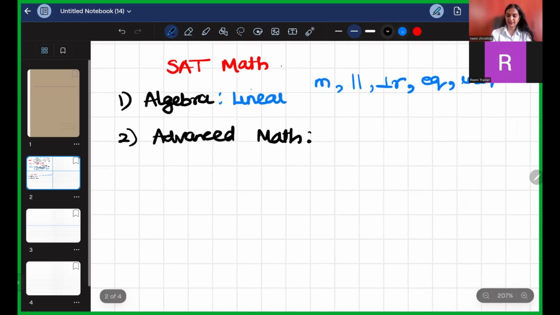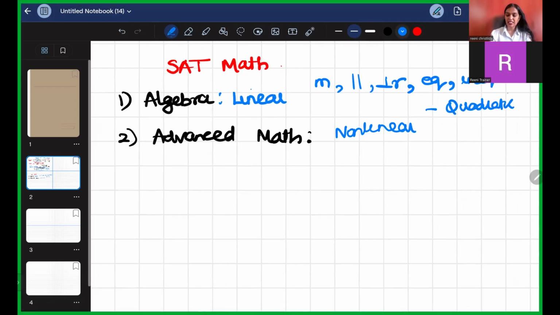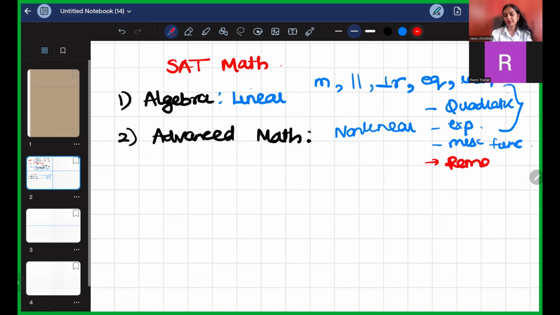So what is covered here? In this, everything that is non-linear is discussed, like quadratic functions, exponential functions, miscellaneous functions, and remainder theorem, factor theorem, polynomials, a plus b whole square, a minus b whole square, and all that.